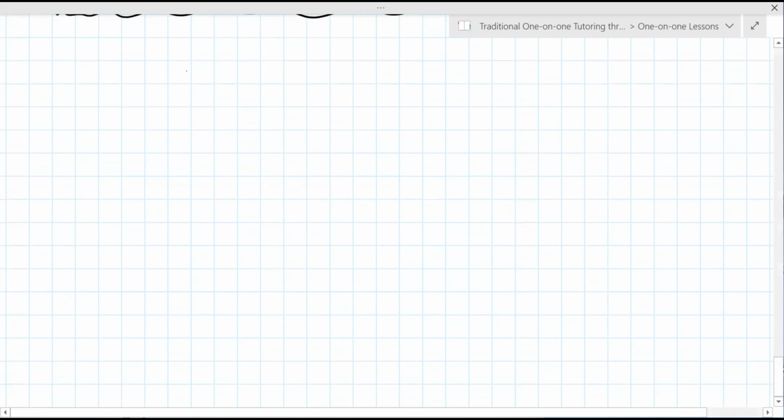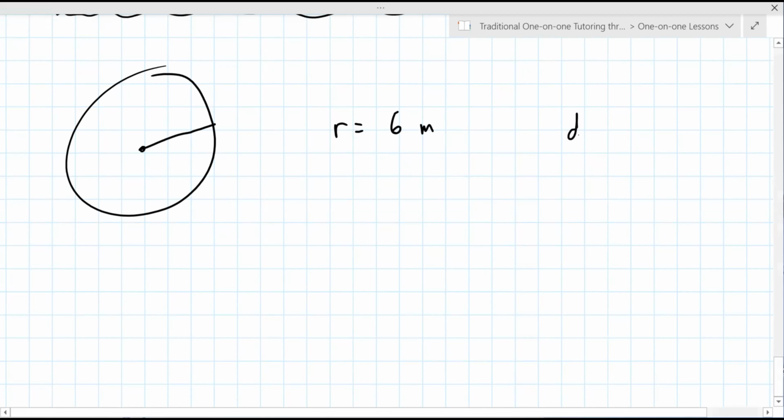Okay, so here's a circle. If I tell you the radius is 6 meters, what is the diameter? Okay, the radius is 6 meters. Then what is the diameter? You should divide by 2. No. The diameter goes all the way across, so it has to be bigger. The diameter is double the radius. Okay. So what is the diameter?